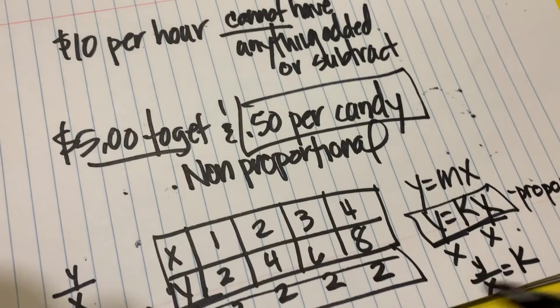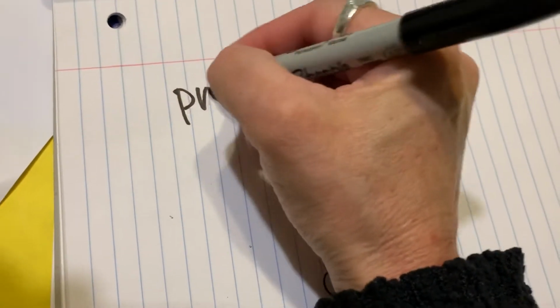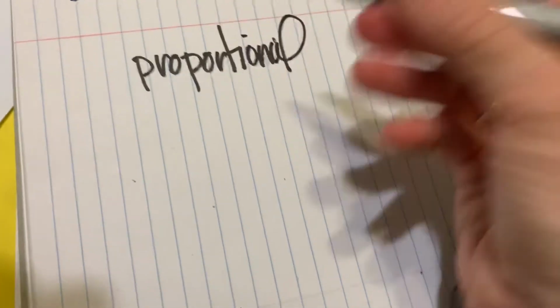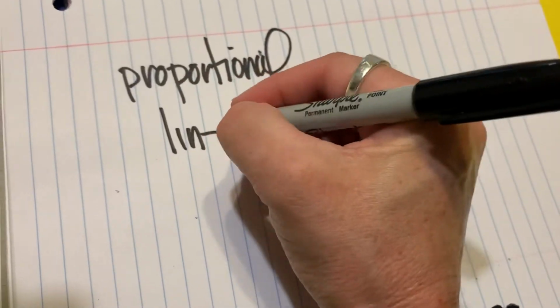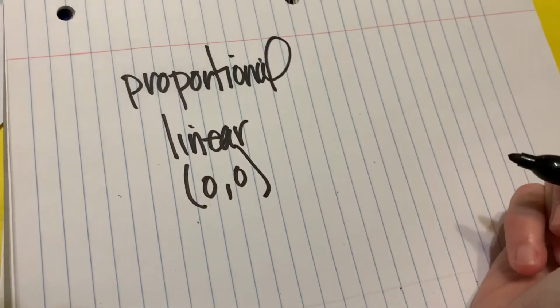So, again, proportional. One last thing, proportional. Let's go back over it. Proportional has to be a linear line, and it has to go through the origin.